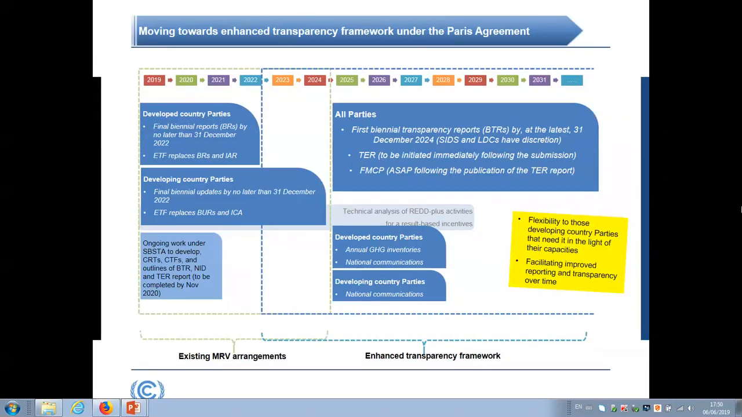So we have to highlight that there's some flexibility. For example, for the first BTR, there's some flexibility for the SIDS and the LDCs. And this flexibility will be determined by the capacity of those countries. So what to remind is that 2022 is the last year for the submission of the BR for the developed countries and the BUR for the developing countries. After that, all parties have to submit the first BTR, with some flexibility for the SIDS and for the LDCs.